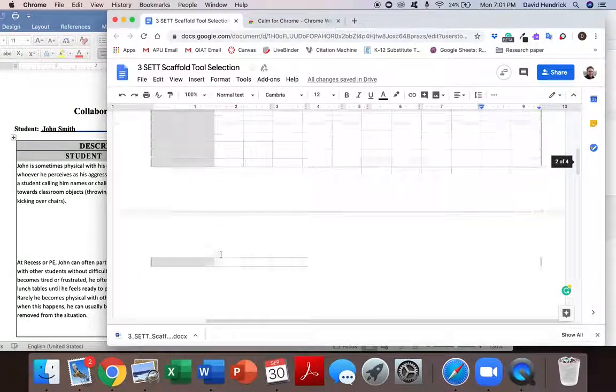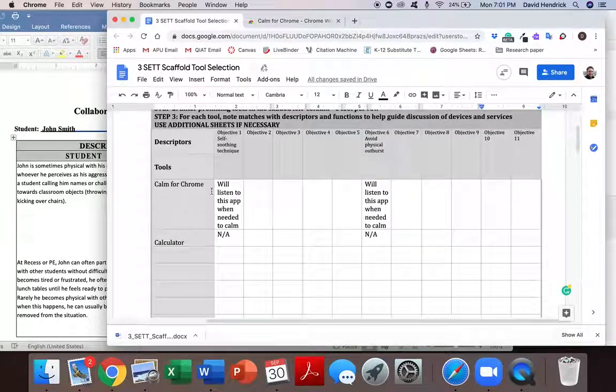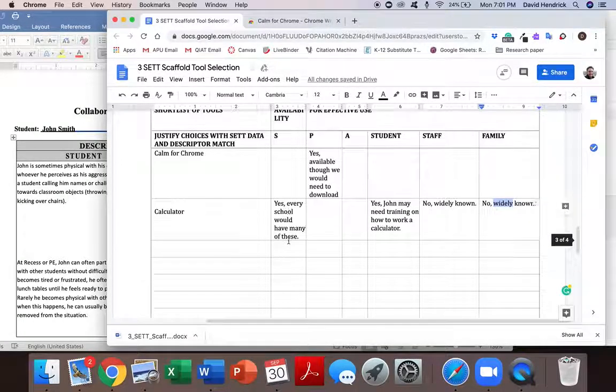And that's really it. It's just about filling out this grid, and then after this is done, we'll come down here and take a look at that.